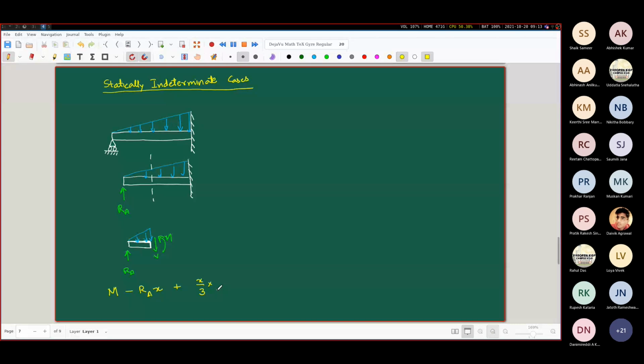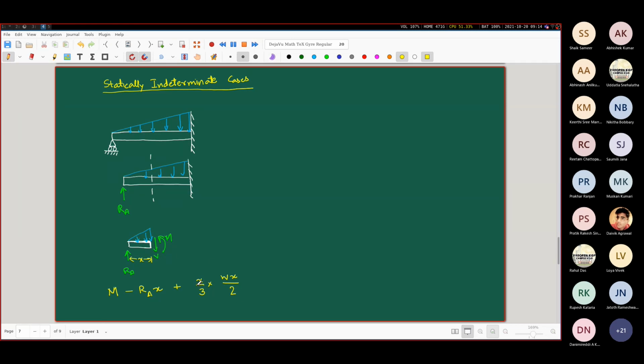What is the load over this? What is the entire load, sir? Wx by 2, sir. Wx by 2. Yes. This entire distance is x. So if this had been a uniformly distributed load, this would have been a rectangle. The entire force due to that distributed load would have been W into x. But this is a triangular distributed load, so only half of that. So this is half of Wx. This is the entire force that is acting on this.